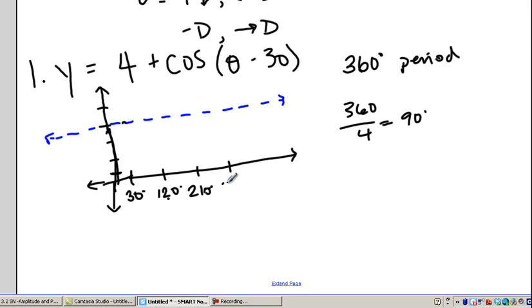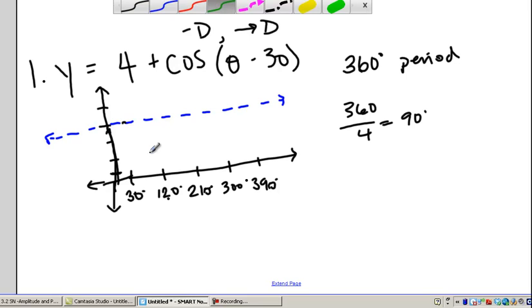Okay, 300, 390. So we just made 1 cycle. For the sake of time, I'm only going to do 1 cycle. However, tomorrow in your assignment, you have to do 2, to where you just keep adding 90 degrees until you get another cycle on there. Now we just did the hard stuff. After that, it's easy peasy.